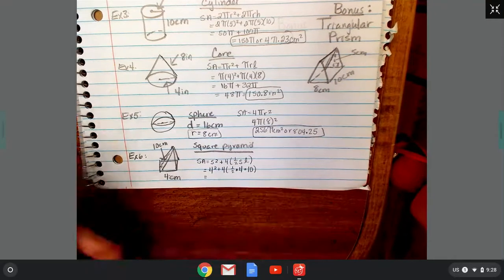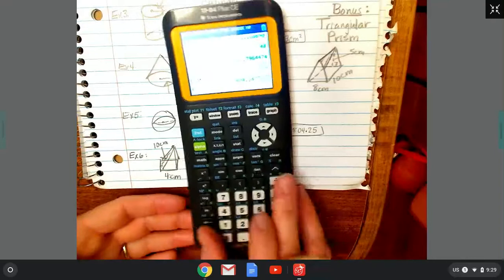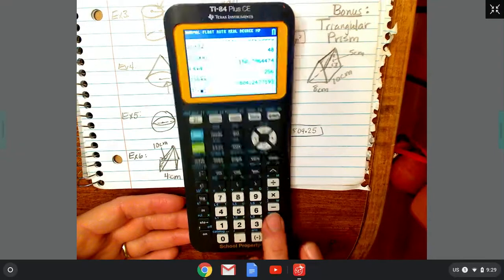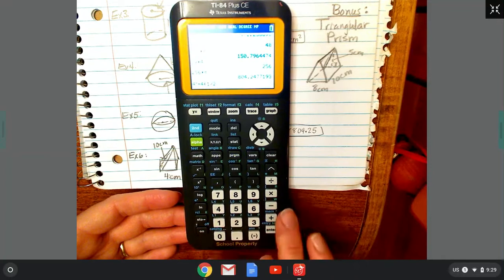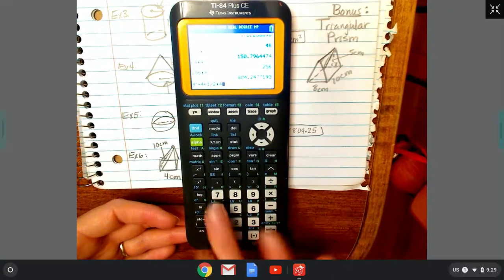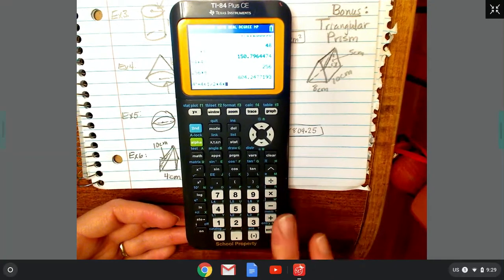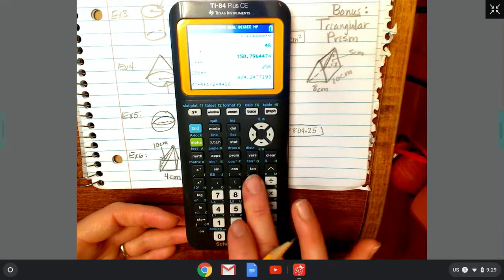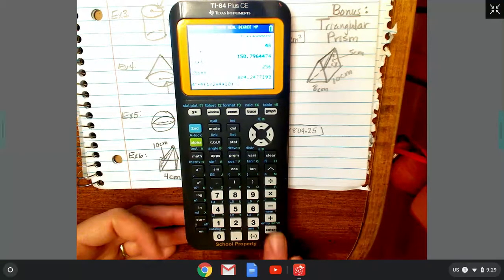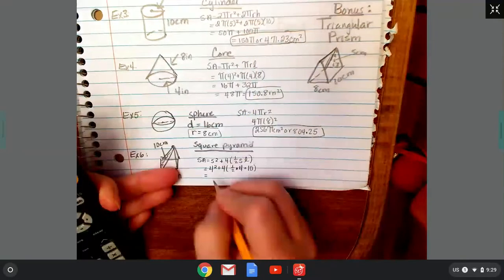Okay, so if I just type all that in at once, 4 squared plus 4 times my triangles, 1/2, times the base, which is the same as the side, times the height of the triangle. It's the slanted height, but it's just the height of the triangle base. 96.